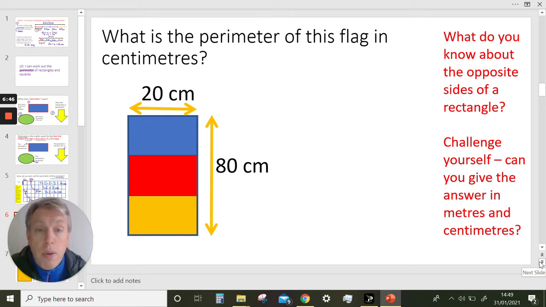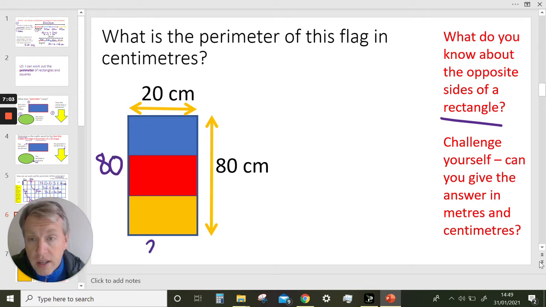And what is the perimeter of this flag in centimetres? Well, the question's telling us it's a rectangle. So 80 centimetres one side, 80 centimetres the opposite side. Then the opposite side here, 20 and 20. Remember, we're making 2 pairs, aren't we? We're going to do 80 and 20 twice.